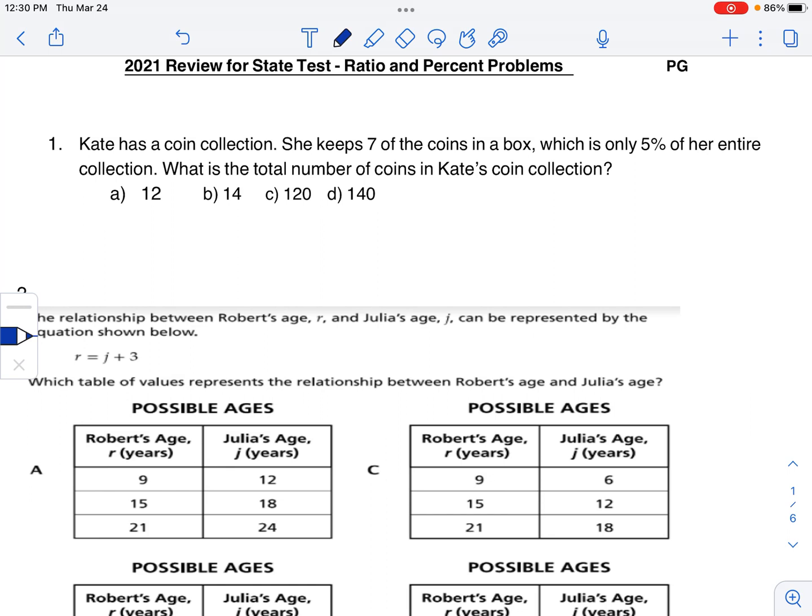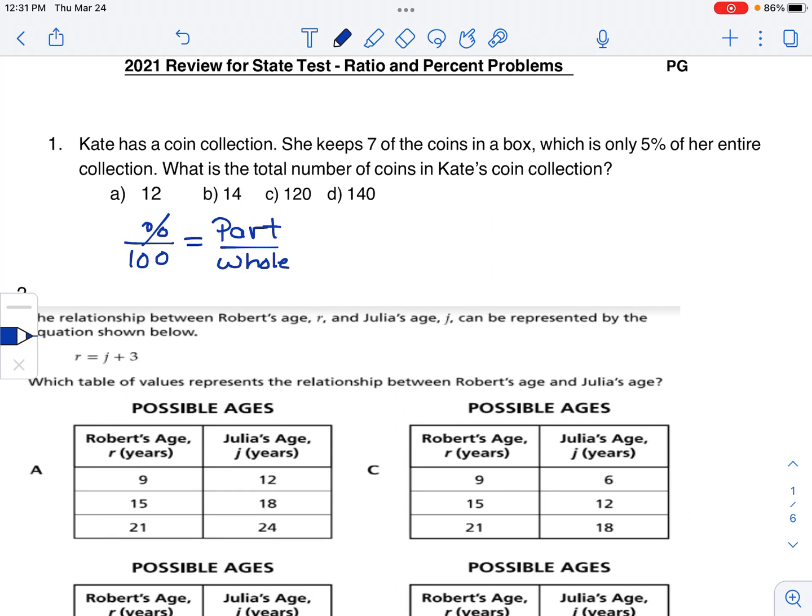Kate has a coin collection. She keeps 7 of the coins in a box, which is only 5% of her entire collection. What's the total number of coins in Kate's coin collection? All right, so we're going to use our percent proportion here. The percent will go over 100. We're writing our percent in fraction form. That's equal to the part over the whole.